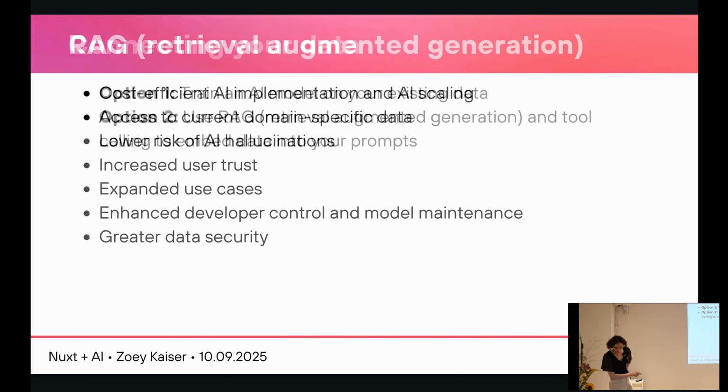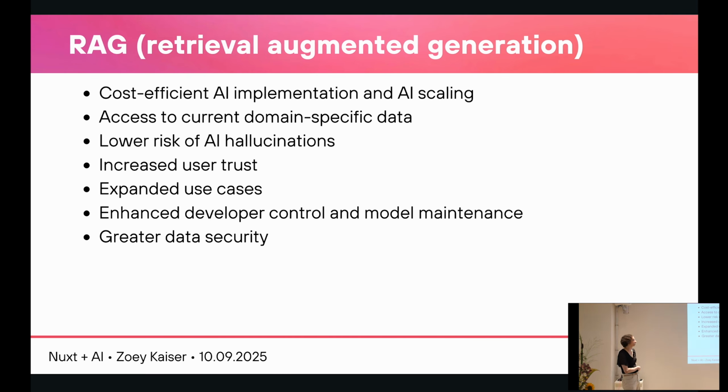But first, what is retrieval augmented generation, or RAG? It's a cost-effective implementation for AIs to gather data and to also scale up the data load and the user load that they're working with. It allows them to access very specific domain information that may be exclusive to your app or your product. It lowers the risk of AI hallucinating, especially in the areas that your app is focused on and where you can provide better data.